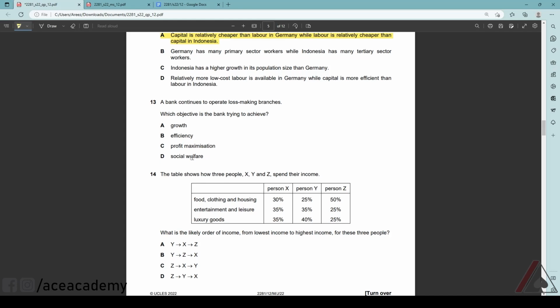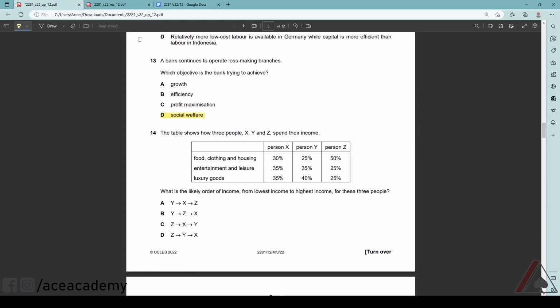D is social welfare. And it is true, if a bank continues to operate loss-making branches, it means, okay, a bank profits or loses based on its interest level. So if it's making a loss, it means that it has low interest. If it has low interest, it means it's trying to initiate people into borrowing more, right? So it means that it is trying to gain social welfare. All right, so your answer for number 13 is D.